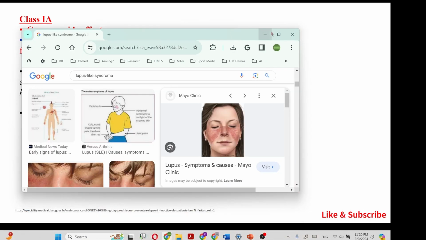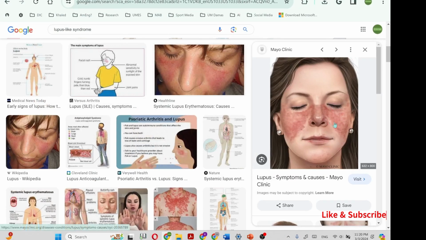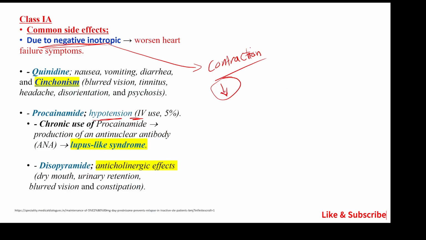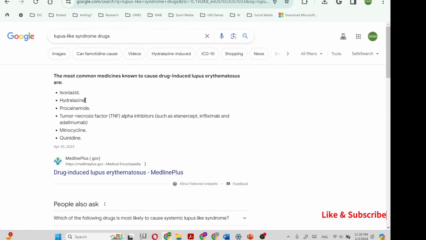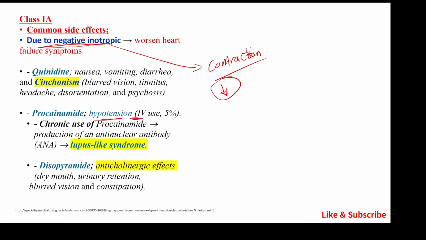Okay, we have some pictures of lupus-like syndrome here. You can see the skin rash on the face, on the cheeks and nose, for lupus-like syndrome. This could be related to several medications. We have some other medications that may be responsible for lupus-like syndrome. Drug-induced lupus erythematosus: isoniazid, diltiazem, procainamide, minocycline, and quinidine. So we have a list of medications that may cause lupus-like syndrome.